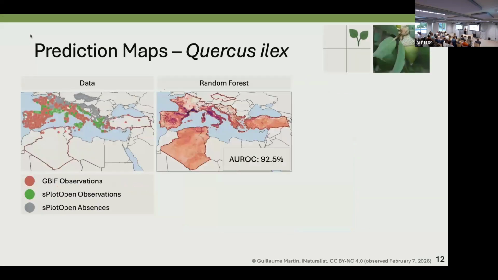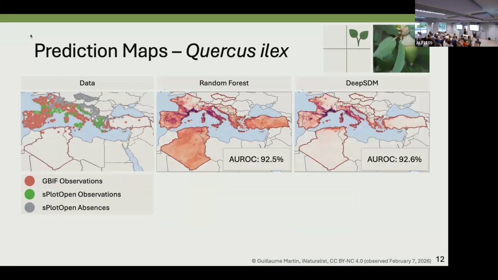And then lastly, I also wanted to show some maps to show what the models are producing. So here you see the prediction maps of Brachys ilex. And the species lives in the upper right quadrant, so it has a very densely sampled range and is very, very well scanned also. And we see the ranking performance is really similar between the two models.